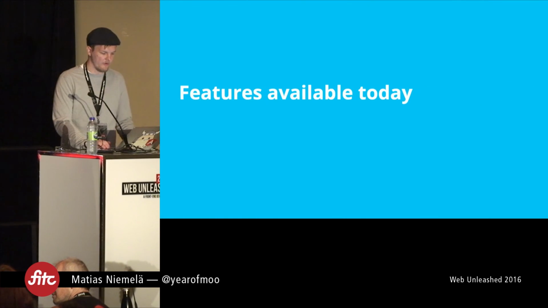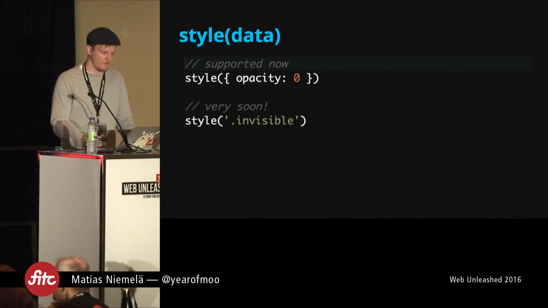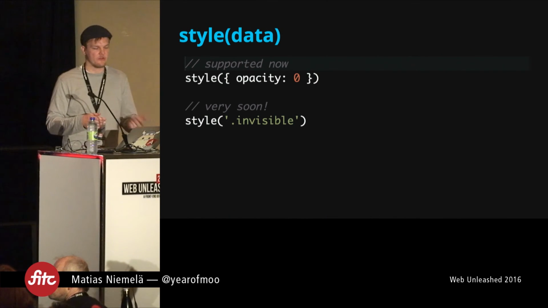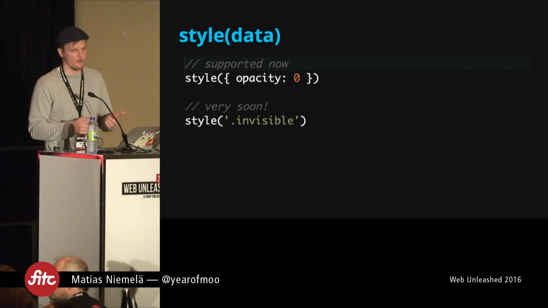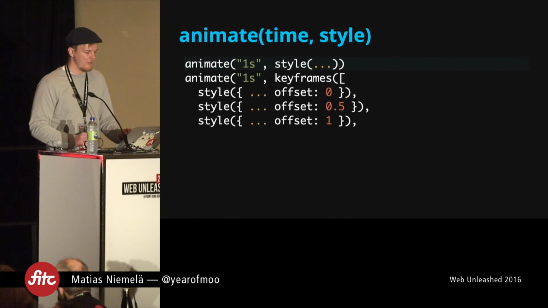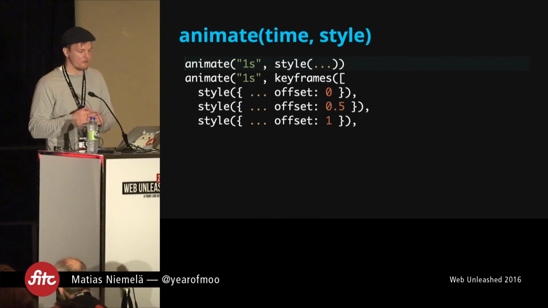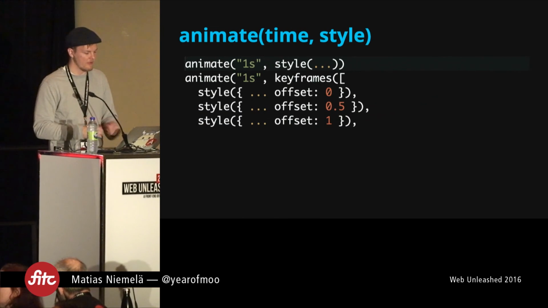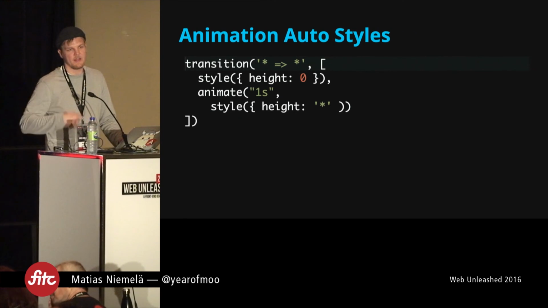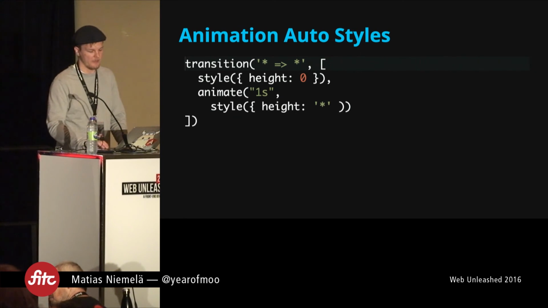Okay, so the features that are available today when it comes to animations is styling. We can pass inline styles. Very soon we'll be able to have a CSS class that we can pass in that will animate itself. Basically, it'll pull in all the styles from that CSS class and animate that. We can animate styles or we can animate keyframes based on an offset, much like CSS keyframes. We can pass in the auto styling, just like with height star. You can pass in any CSS property and that will be automatically animated.